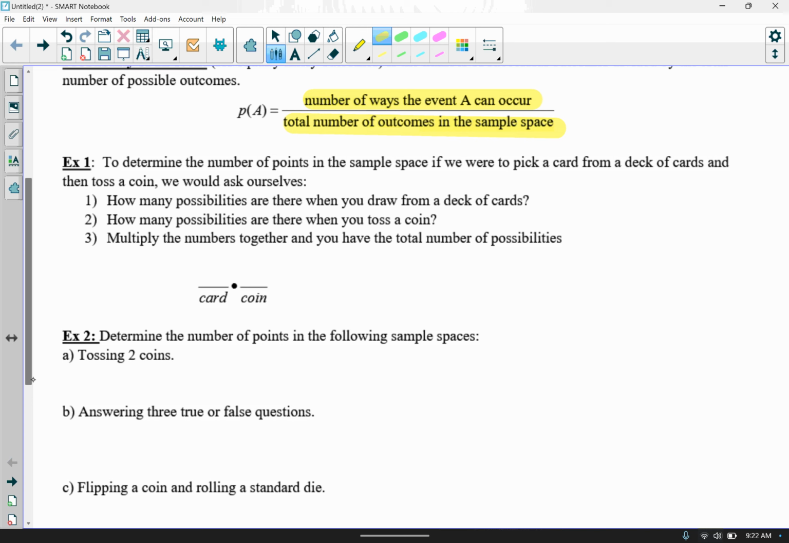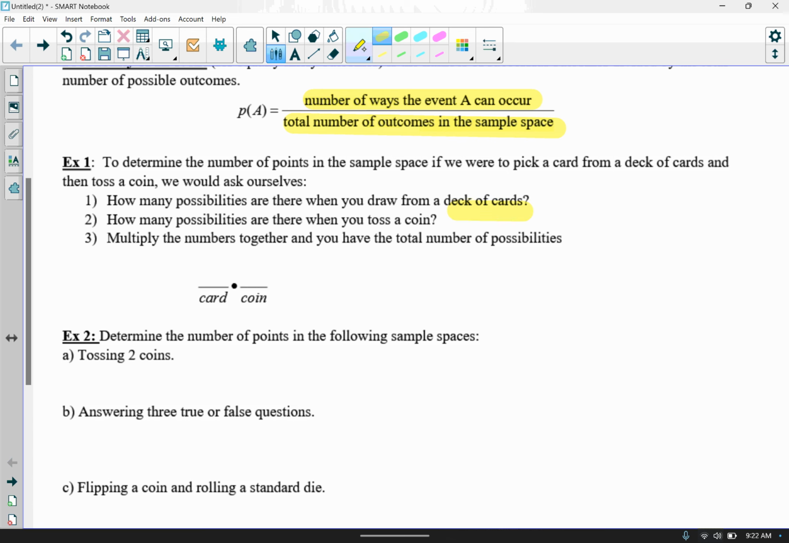All right, so in example 1, I've got this one labeled out for us, okay? So we'll talk through it and break it down. So here in example 1, it says to determine the number of points in the sample space if we were to pick a card from a deck of cards and then toss a coin. If we were interested in the total number of points in our sample space, we would ask ourselves then, how many possibilities are there when you draw from a deck of cards?